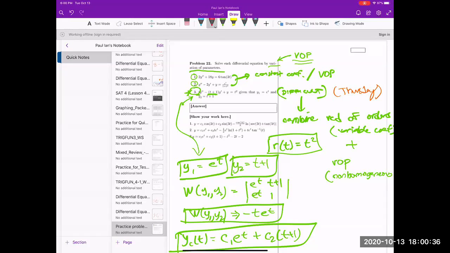Reduction of order, what else? Repeated roots, complex roots, real and distinct roots, basic concepts. Euler's method. Bernoulli differential equations. This is the one.